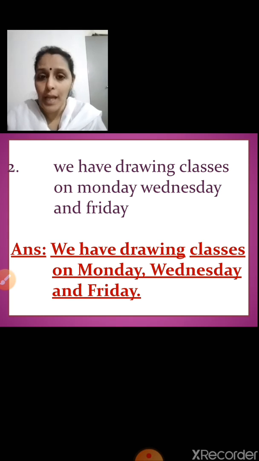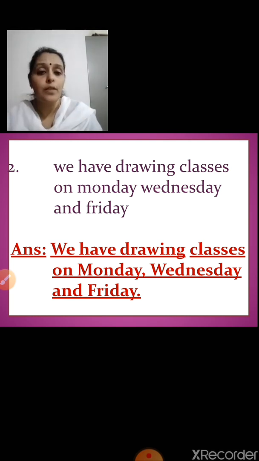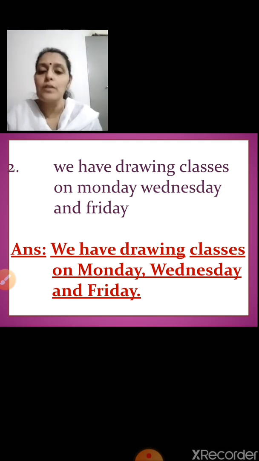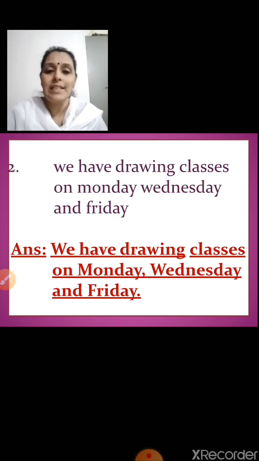W is capital. Monday, Wednesday and Friday are special names, so the first letter is capital. Monday, Wednesday, Friday are written together, so I have to separate them. So I'll put a comma after Monday, but I will not put a comma after Wednesday because I have written and after Wednesday. And then the sentence is complete, so I'm going to put a full stop. This is the complete punctuation we have done in this sentence, right? Understood? Now let's see the next one.